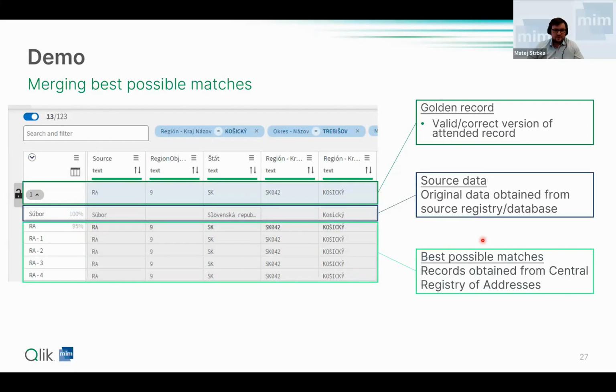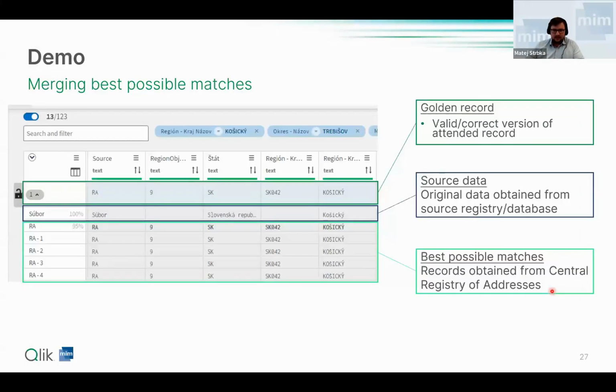Then the central registry gave us best possible matches, meaning that there was some discrepancy, but for 97%, these were the possible matches. These are the records obtained from the central registry, and our role as data steward is to decide with some educated insight on the golden record. The golden record from now on will be considered the true source, true data, or the valid and correct version which we want in the end.